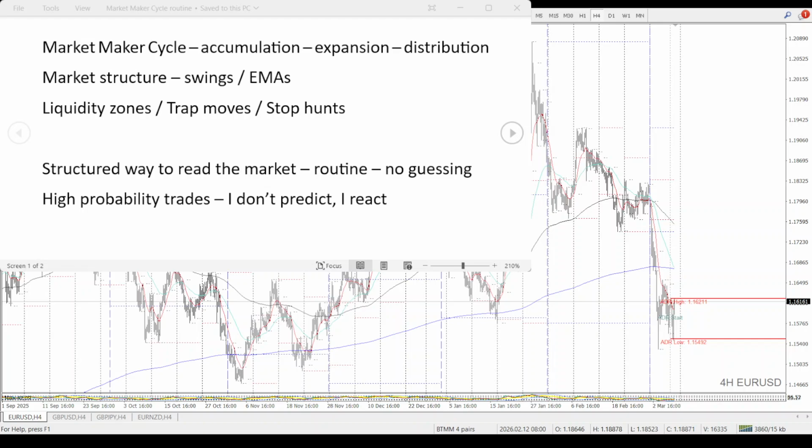In this video, I will show you how I use the market maker cycle in order to structure the market and enter high probability trades. I use the market maker cycle known as accumulation phase, expansion phase, and distribution phase, which gives me a kind of structure that I can use for my trading. So let's have a look at an example.